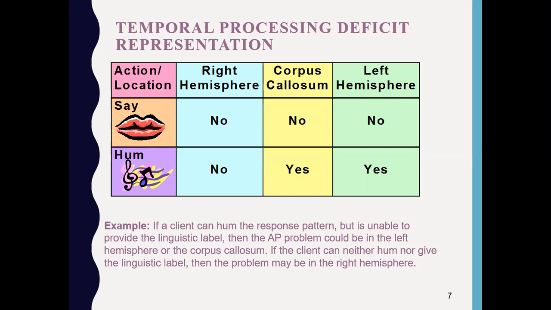So if you have a student that cannot do either a verbal or a nonverbal response, then you know that the problem is in the right hemisphere and it's truly a temporal processing deficit. If they cannot do a verbal response, but they can do a nonverbal response, then that eliminates the right hemisphere as a deficit area. If they can give a nonverbal response, that means their right hemisphere can detect the timing or pitch change. The problem then is in the crossover to the corpus callosum or the left hemisphere.